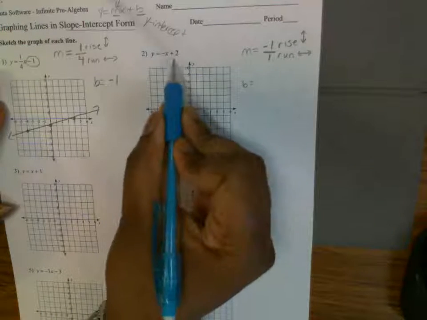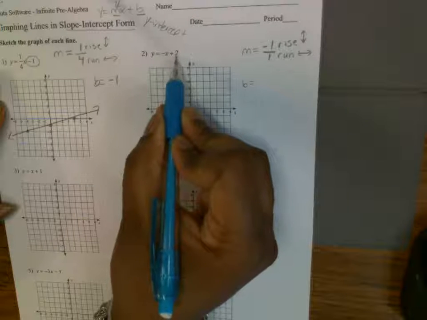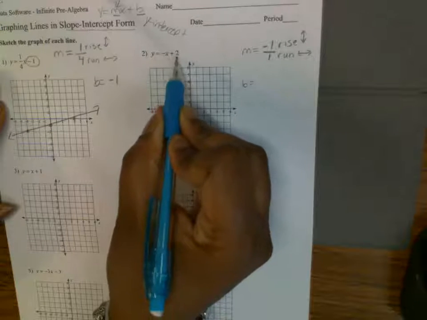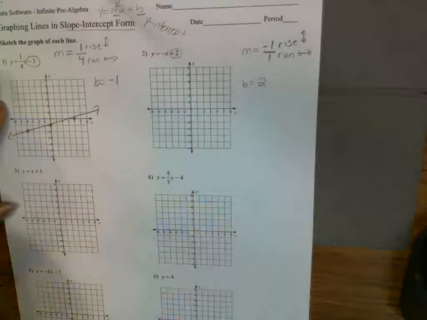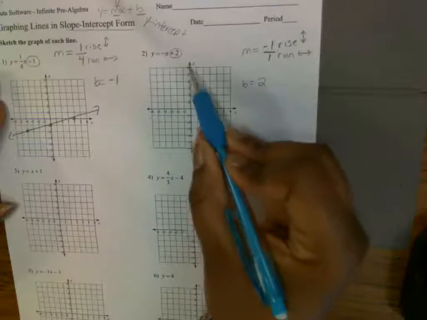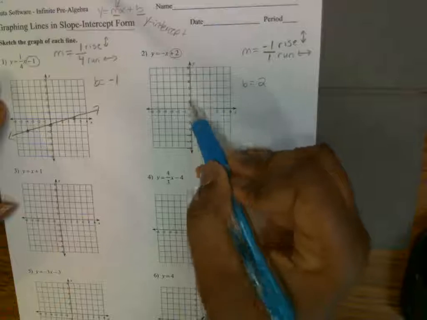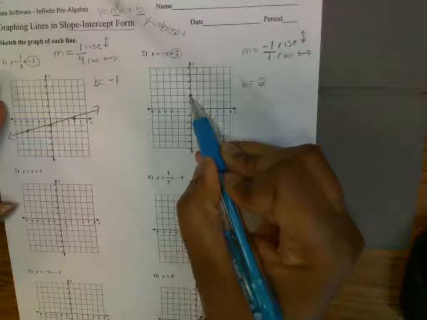Your b is the number that crosses the y-axis. It's the number that has no variable attached to it. This is a +2. So my b is a +2. I'm going to find my b, or my 2, on the y-axis. This is the y-axis here. +2 on the y-axis is right here, so this is where I start.